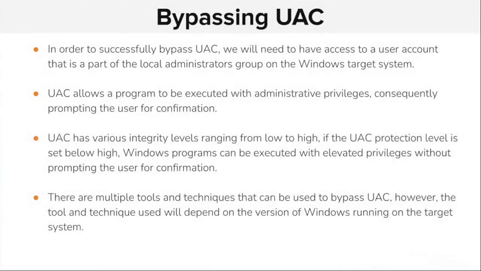So the whole concept of bypassing UAC essentially ties into avoiding that consent prompt from showing up, or requiring it, in order to execute payloads, executables or commands with administrative privileges. UAC has, as you probably know, various integrity levels ranging from low to high. If the UAC protection level is set below high, Windows programs can be executed with elevated privileges without prompting the user for confirmation.